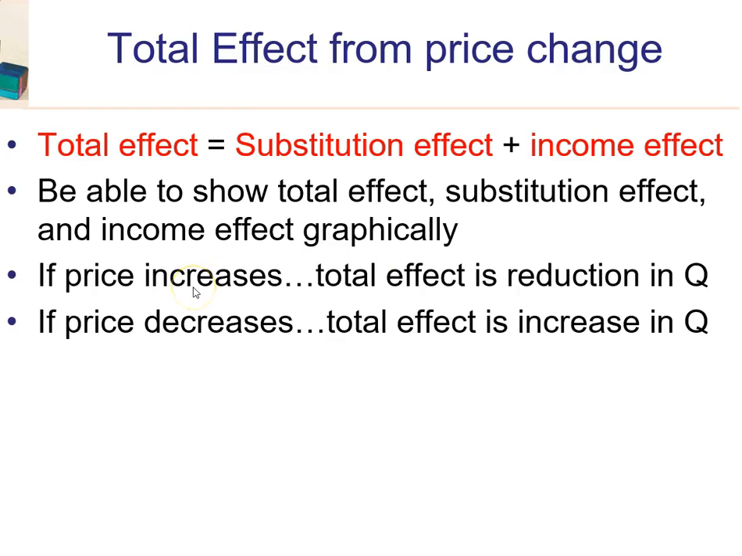Okay, to summarize then, if there's a price increase, this total effect should show a reduction in Q. You're going to buy less of the item as prices go up. If there's a price decrease, the total effect should show an increase in Q. So you're going to buy more of the item as the price drops. The next video on substitution and income effects will show this graphically. This video just presented the concept. Look for the next video to discuss the graphical impact on how to find a total effect, substitution effect, and income effect.